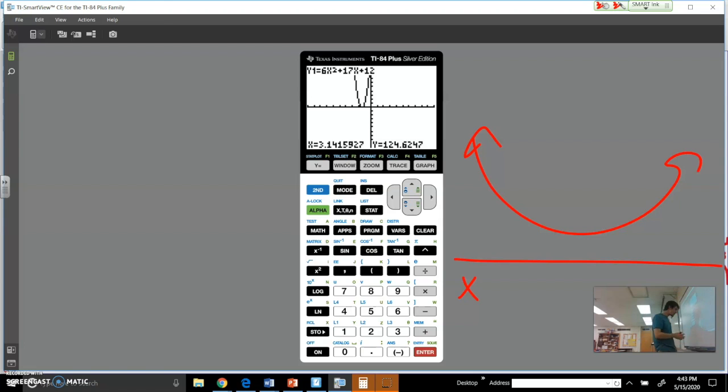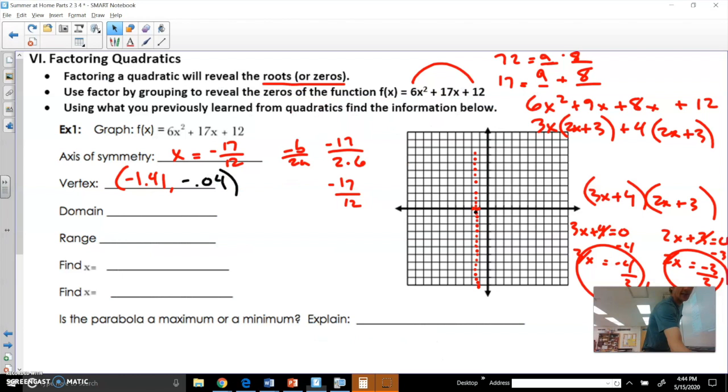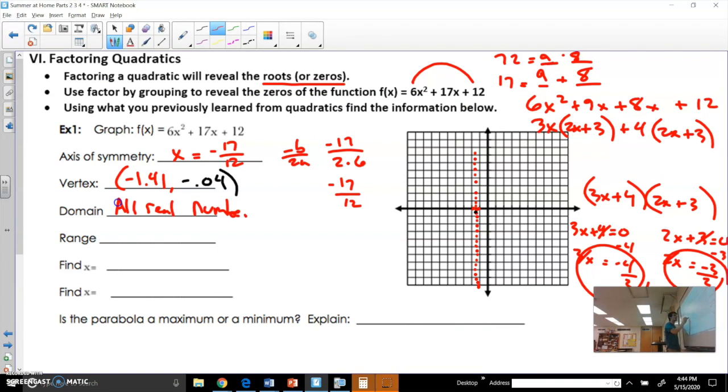So one thing about quadratics that we talked about in that first video, the domain for any quadratic is what we call all real numbers, meaning it goes forever left and right. That graph will continue to go forever left and right.